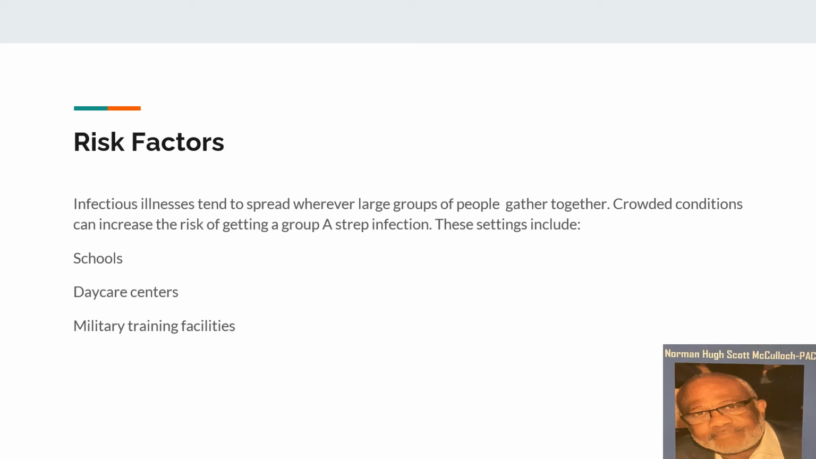Infectious illnesses tend to spread wherever large groups of people gather together. Crowded conditions can increase the risk of getting a group A strep infection. These settings include schools, daycare centers, and military training facilities.